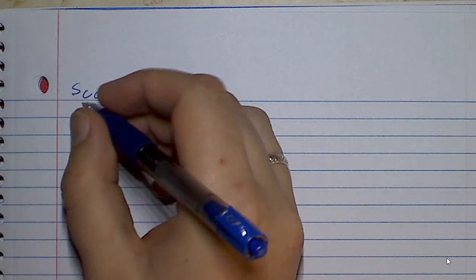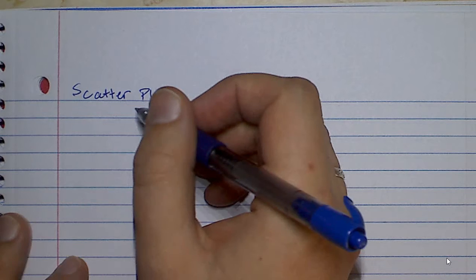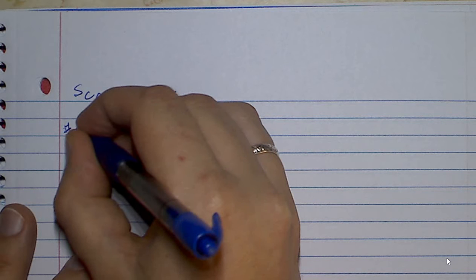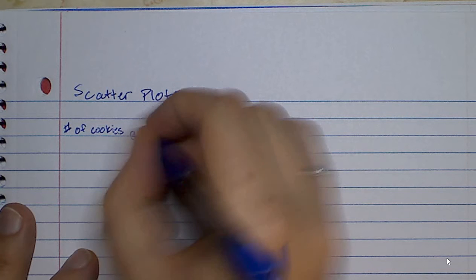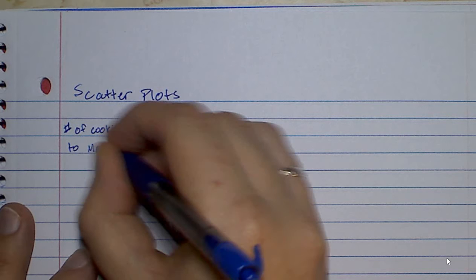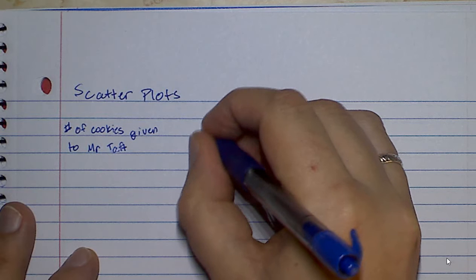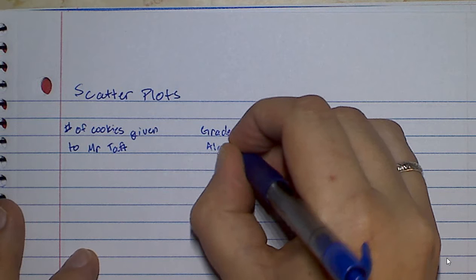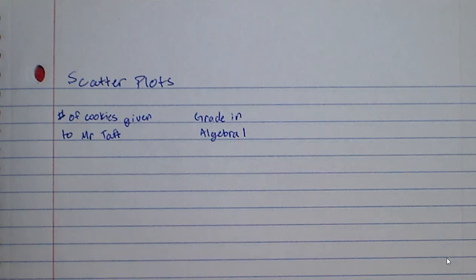So let's say that we have two different things that we want to compare. Scatter plots compare two different things. The two things we're going to compare here are the number of cookies given to Mr. Taft compared to grade in Algebra 1. So we're going to look at students' grades compared to how many cookies they gave Mr. Taft.